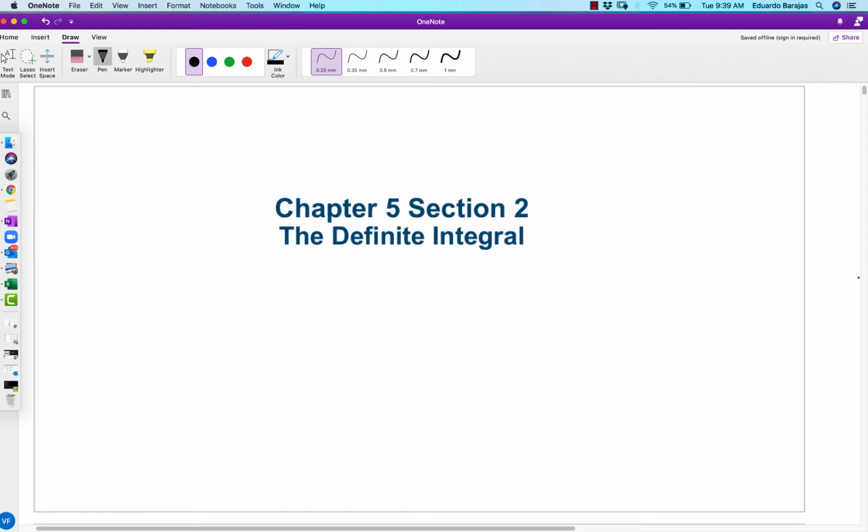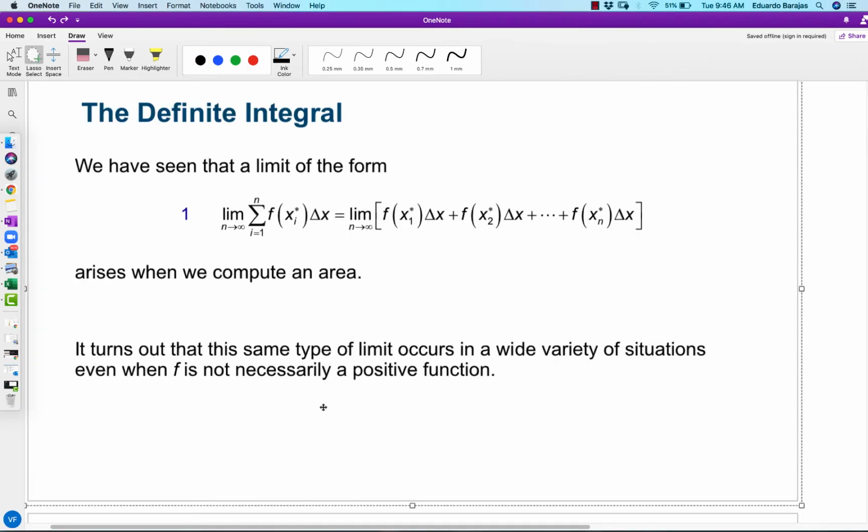Okay, Chapter 5, Section 2, the definite integral. In the previous section, we ran into a limit of this form.